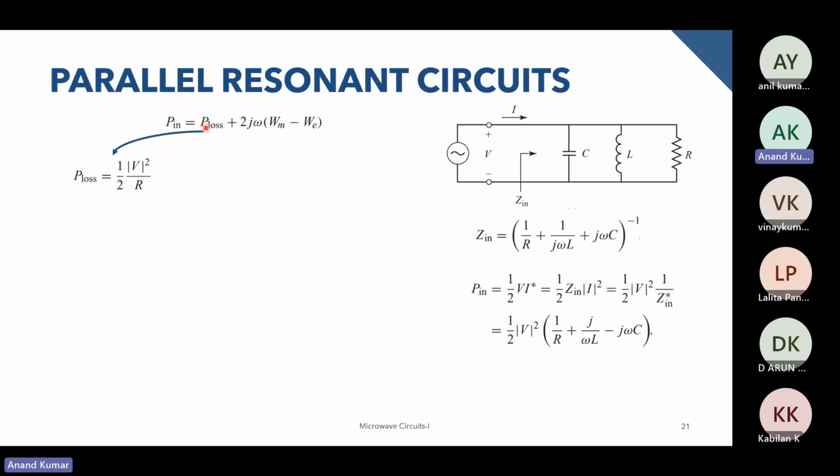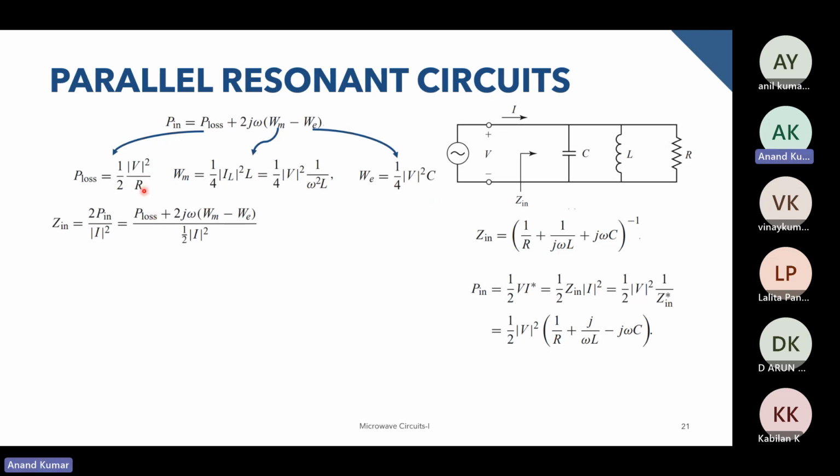So we now have the power loss through the resistor as P loss = V square by R, the magnetic energy as 1 by 4 V square by omega square L, and the electric energy stored in the capacitor as 1 by 4 V square by C. And the input impedance in terms of the input power, where we have substituted the equation for the input power P from the Poynting theorem.